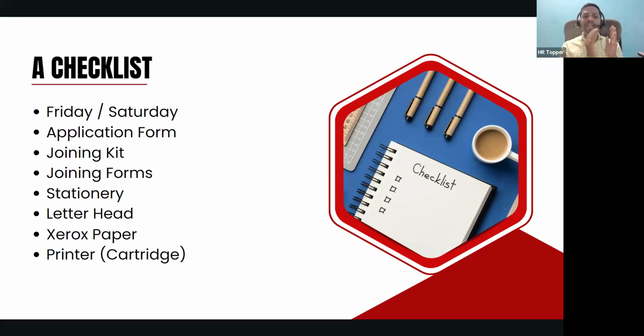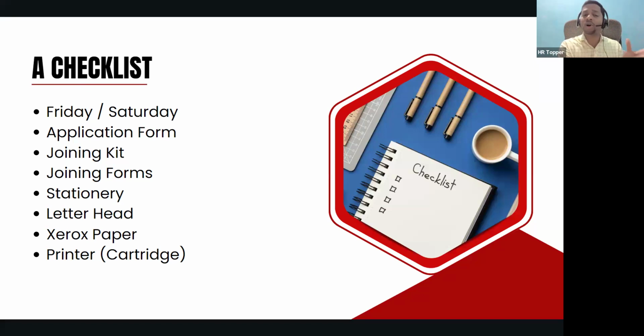Do you have sufficient application forms? Do you have all the joining kits? Do you have the stationery? Any forms that we need to fill? Letterhead, sufficient letterheads, printers, cartridges. You have the Xerox paper. You need to check if you're responsible. If you are responsible, I'm talking about.